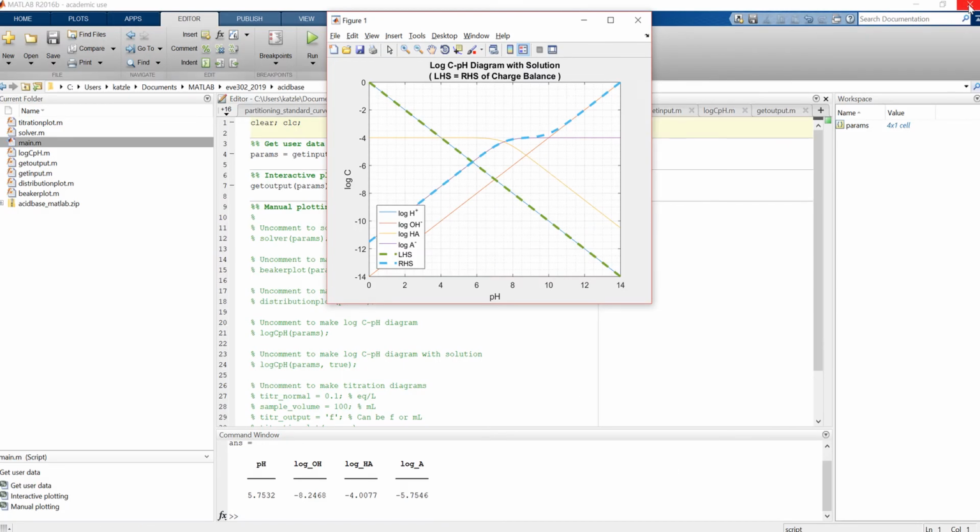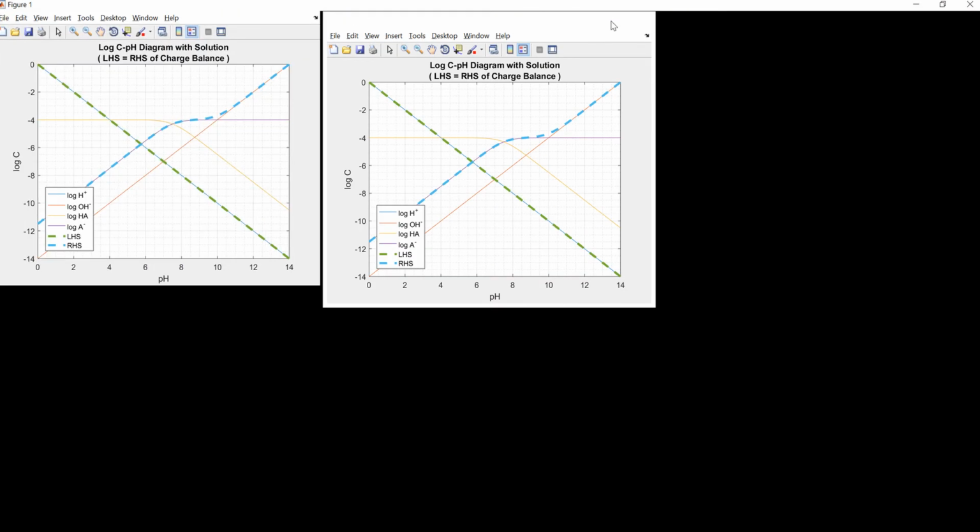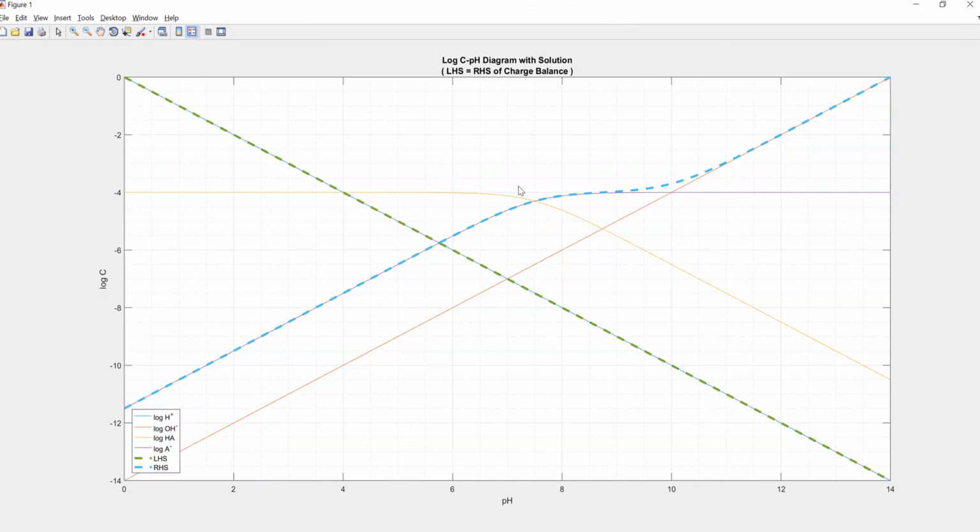Okay. Finally, the last plot shows the same log C-pH diagram with the log of the left-hand side of our charge balance, or log of H+, and the line for the log of the right-hand side, which corresponds to OH minus plus OCl minus. Notice that they cross at about pH 5.75.